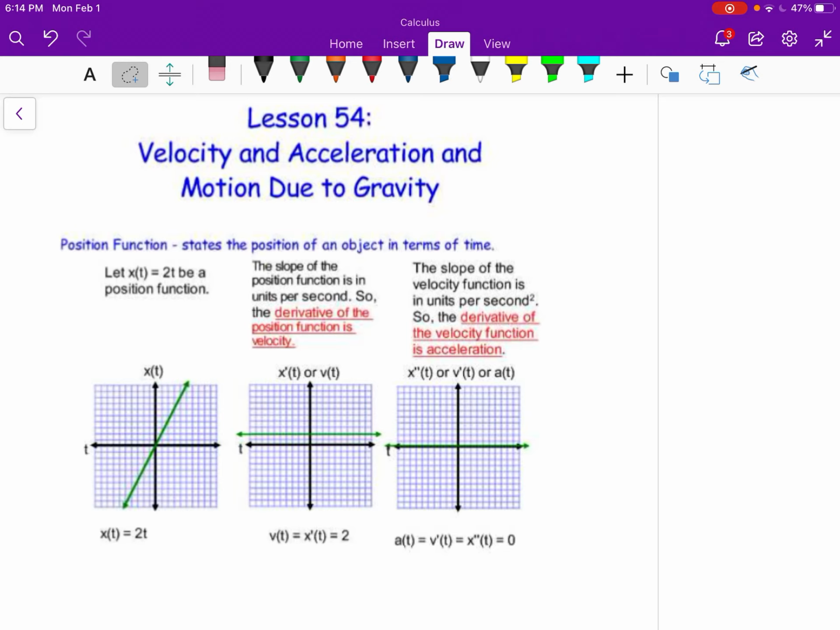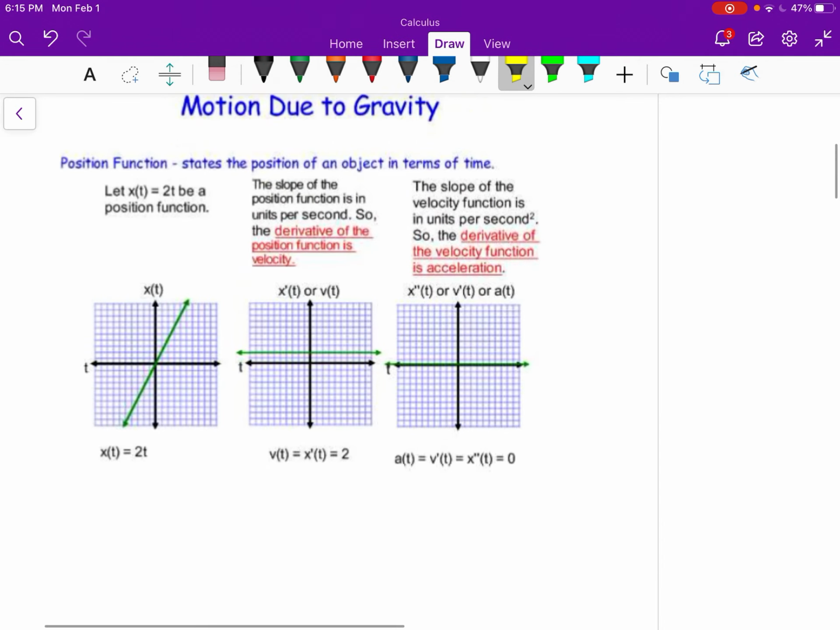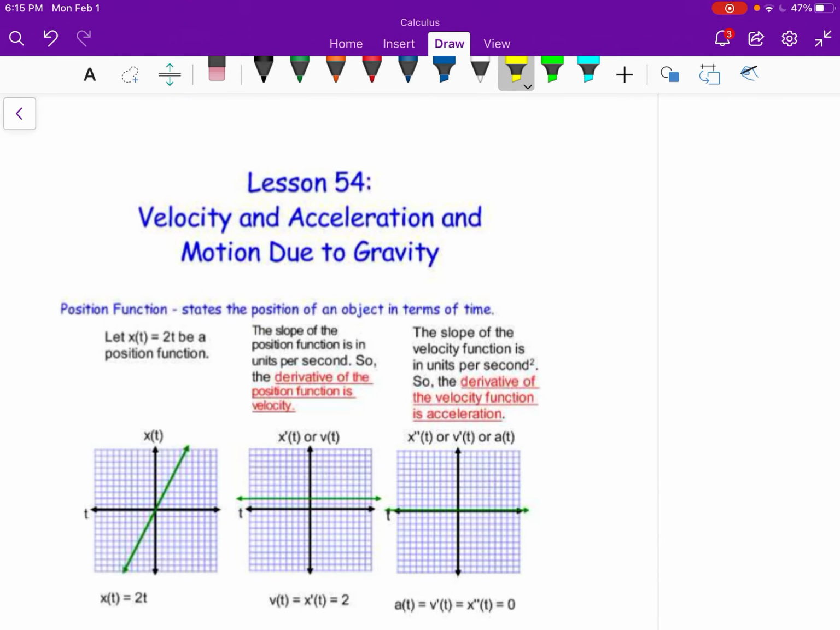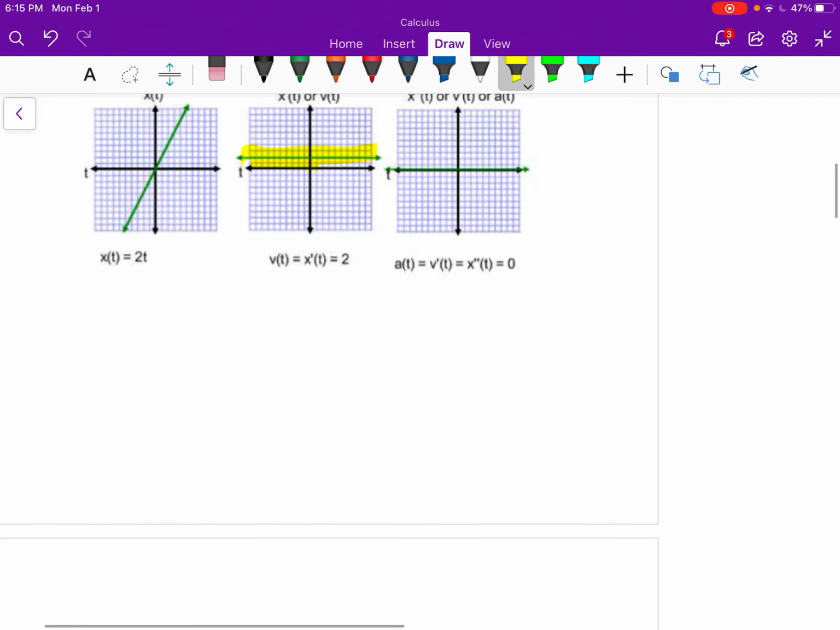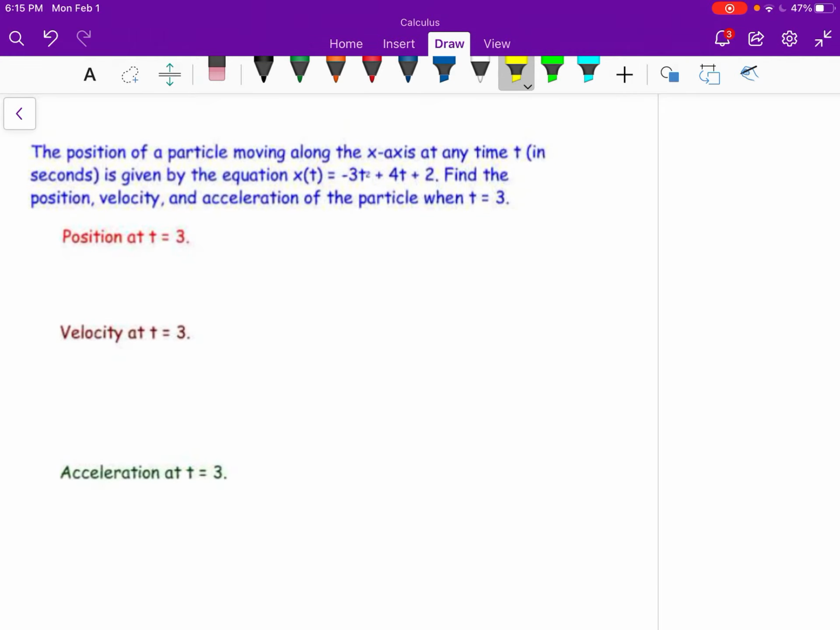So in this case, when the position function was just 2t, its slope was the velocity, and then the slope of the velocity is the acceleration. If you look at the slope of this velocity function, it's just 0, so the acceleration is 0. So it's not speeding up or slowing down. We're going to look at a few different examples with this.